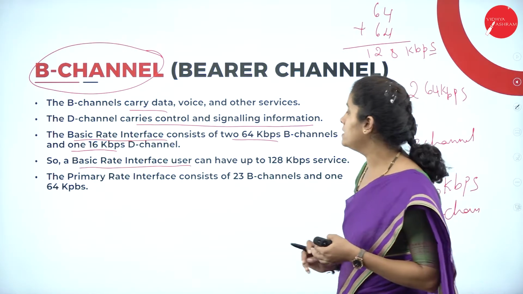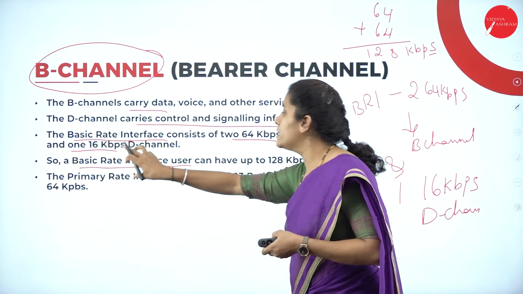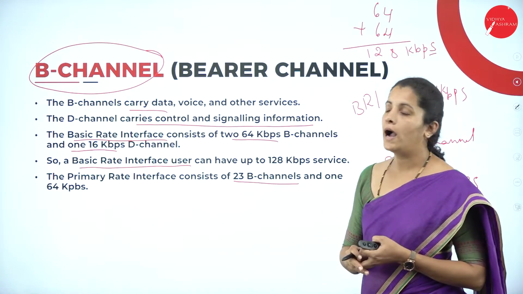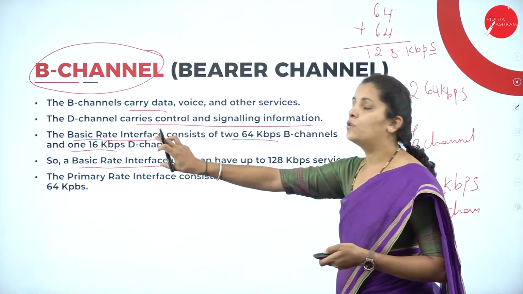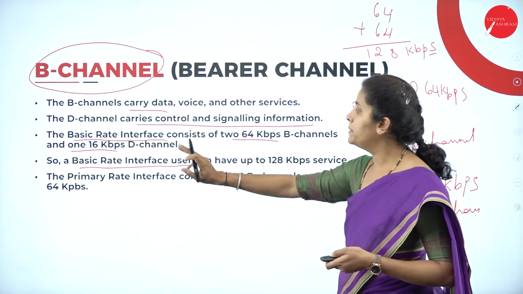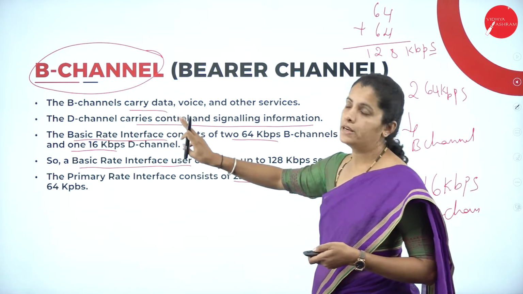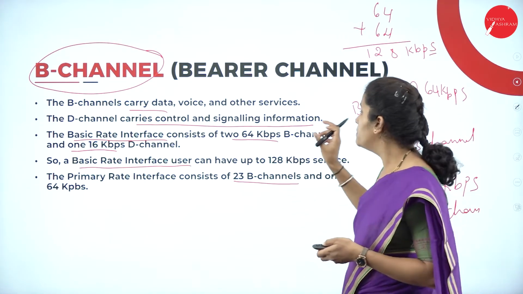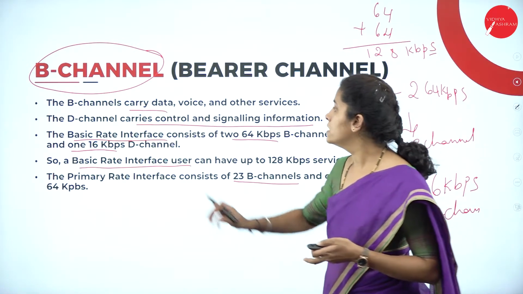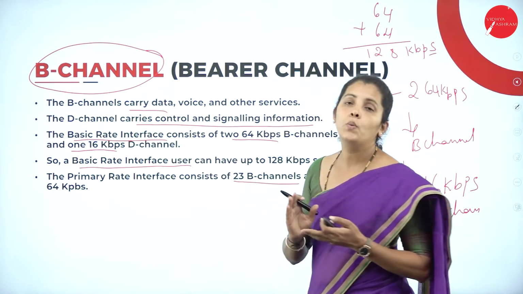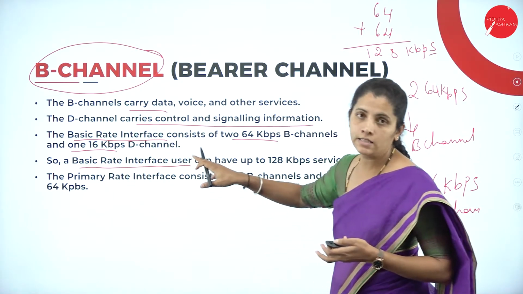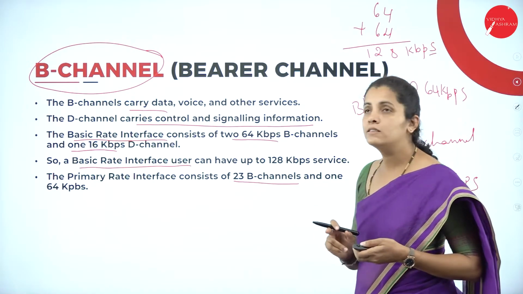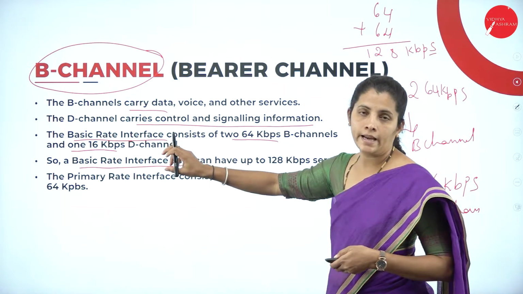I repeat, the primary rate interface consists of 23 B channels and a 64 kilobits D channel. I repeat, the basic rate interface consists of two 64 kilobits per second B channels and one 16 kilobits per second D channel, whereas PRI consists of 23 B channels and a 64 kilobits per second D channel.